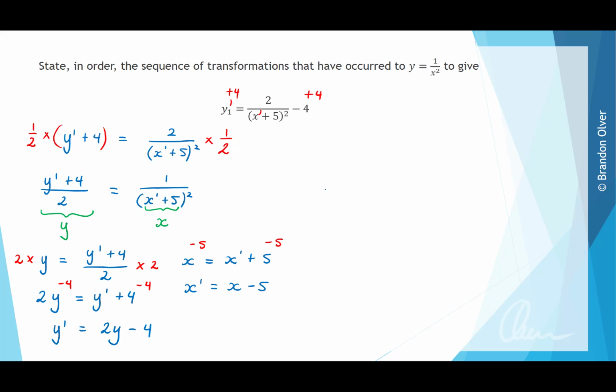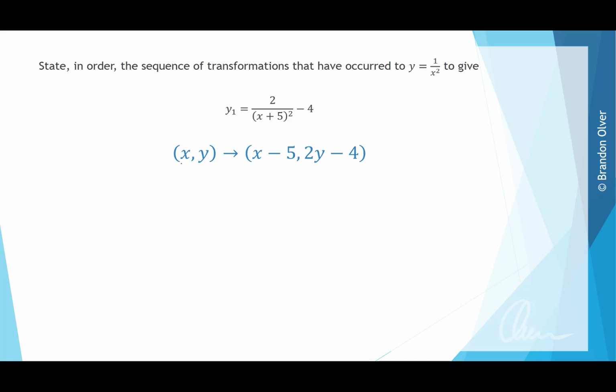So with this information we can put it back into the mapping notation, which will help us determine the transformations that have occurred. So x comma y have been mapped to, and the x has been mapped to x minus 5. And similarly the y has been mapped to 2y minus 4.